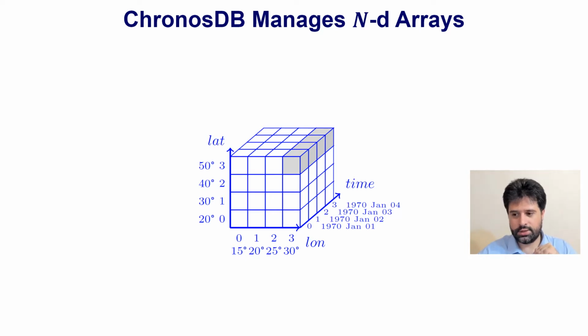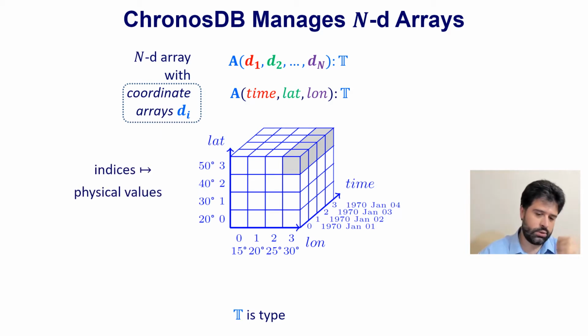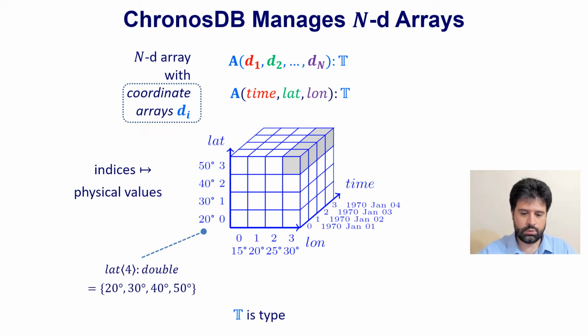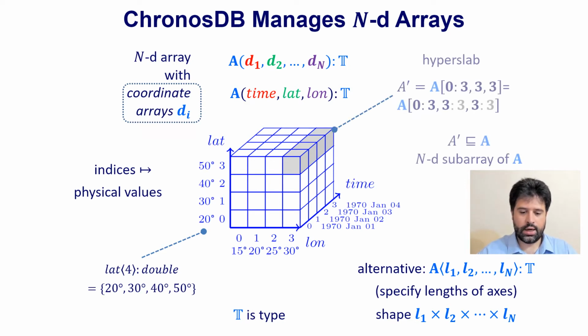ChronosDB manages multi-dimensional arrays. An array has a name, a set of coordinate arrays, and type T. Coordinate arrays can also have names. Coordinate arrays enable modeling a wide variety of data types. A coordinate array maps indices of an array axis to physical values. For example, the one-dimensional coordinate array named lat is of type double and with length 4. Its elements are degrees latitude. Alternatively, it's possible to define an array just by its shape. A hyperslab of an array is an ND subarray of this array. We'll need these definitions in the tutorial.